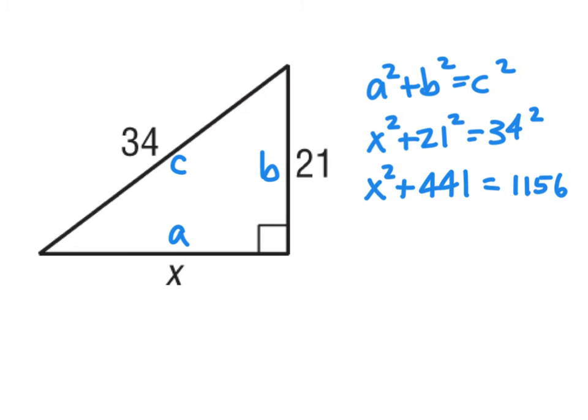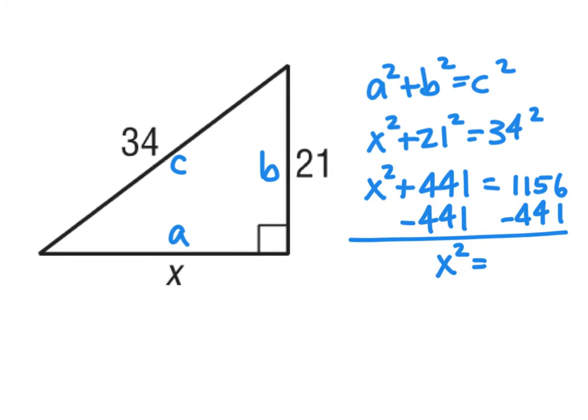So I'm going to subtract 441 on both sides. And we get that x squared is equal to 715, okay? And so what I want to do is solve for x. I'm going to take the square root of both sides. And so we end up getting that x is equal to the square root of 715.